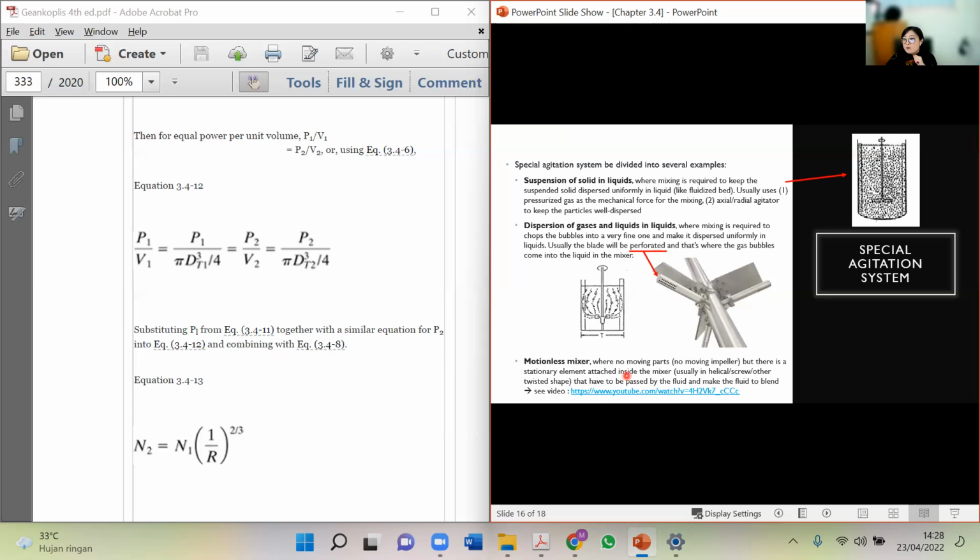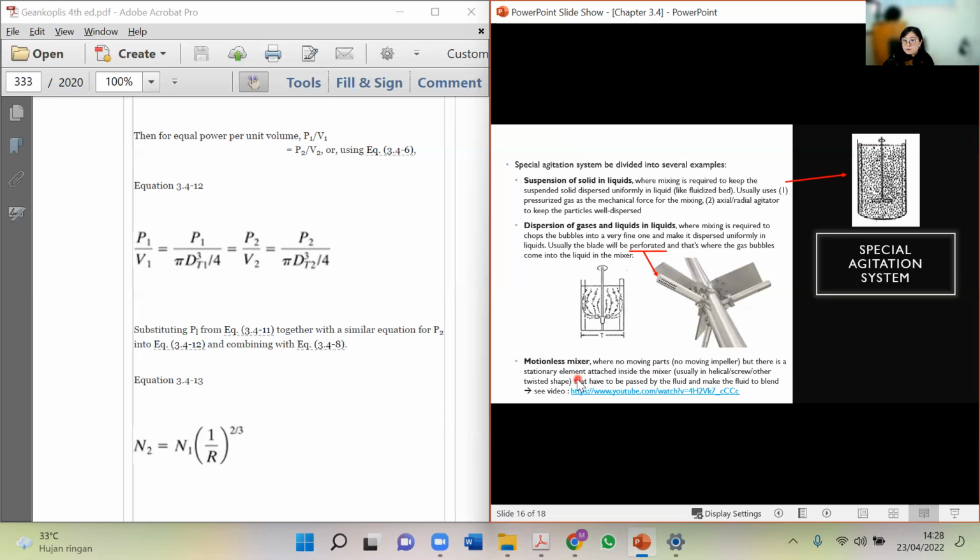Later, when you open the video, I put the YouTube link here for you to see how this motionless mixer mixes the liquids.